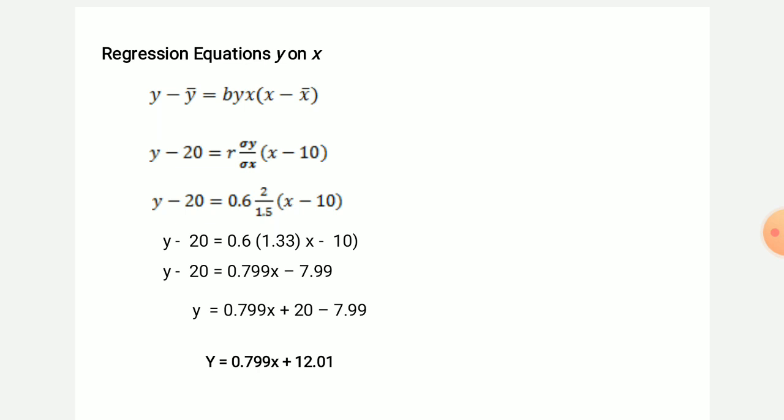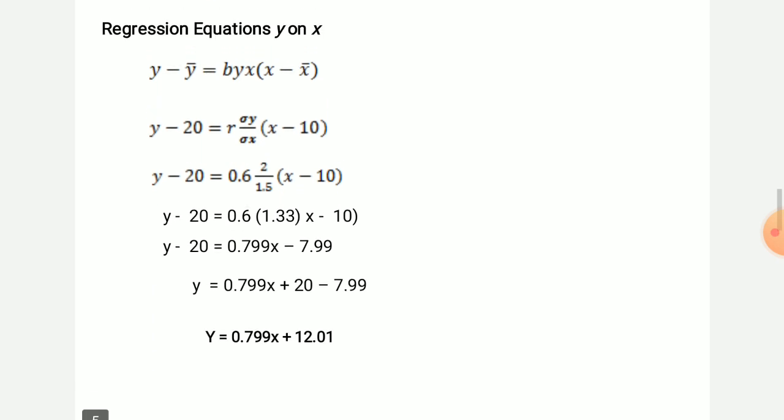Therefore y equals 0.799x minus 6 plus 20, because minus 20 becomes plus 20 by transposing. So y is equal to 0.799x plus 20 minus 6. Therefore y is equal to 0.799x plus 14. It should be 14. So this is the regression equation y on x.